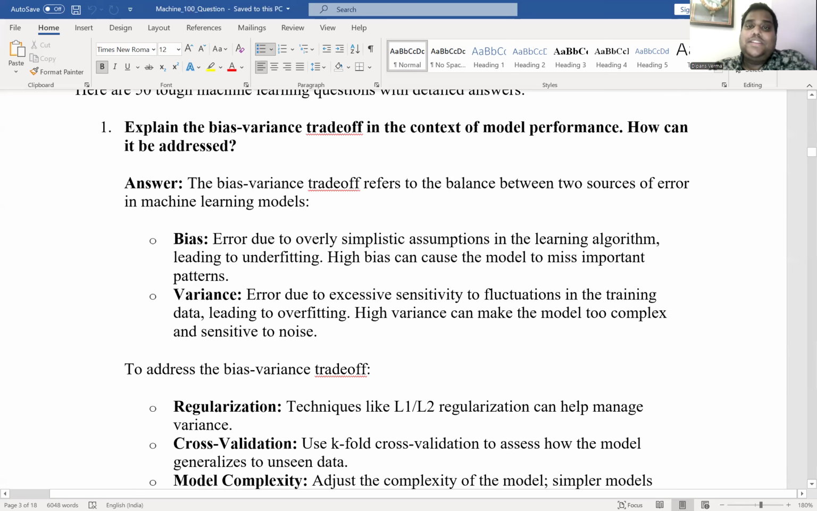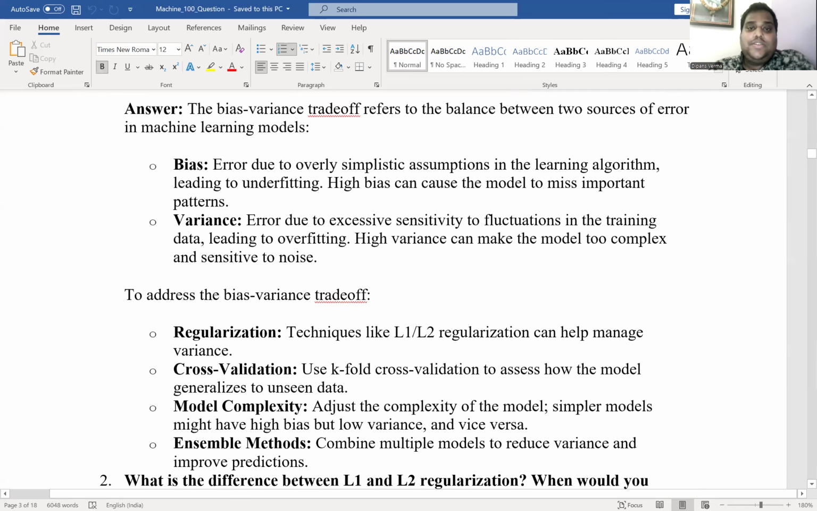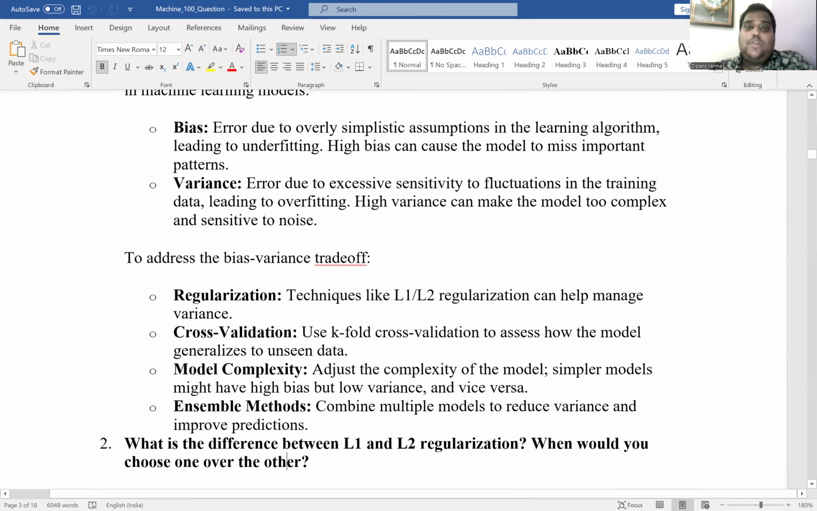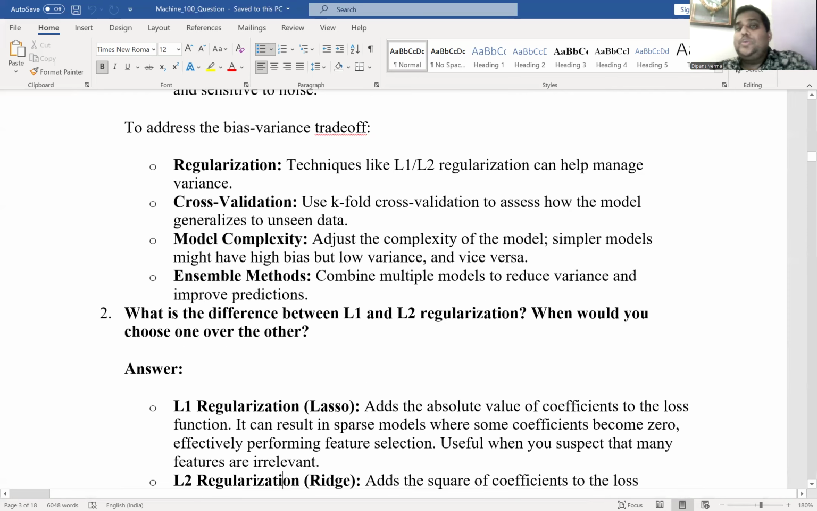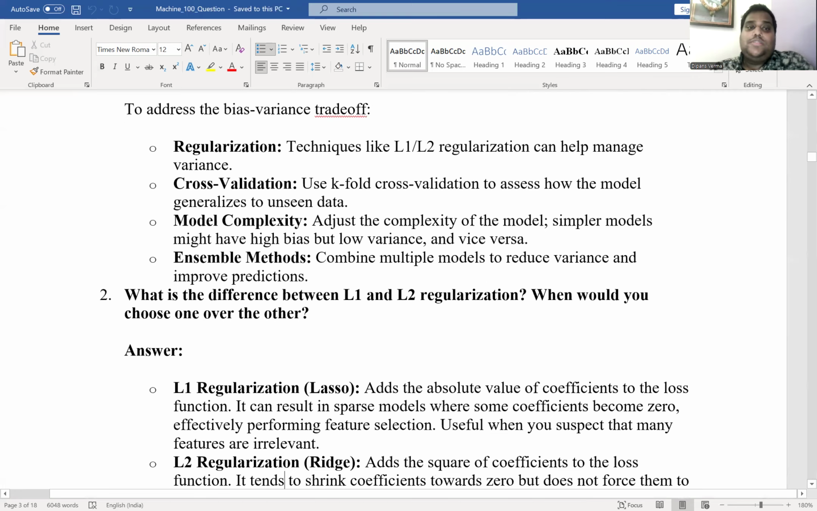Explain the bias variance trade-off. Okay, so that is an easy question. Bias is the error due to overly simplistic assumptions in the learning algorithm, leading to underfitting. Variance is the error due to excessive sensitivity to fluctuations in training data. High variance can make the model too complex. High bias can cause the model to miss important patterns. Regularization techniques like L2 regularization can help manage variance, making the model simpler, right?